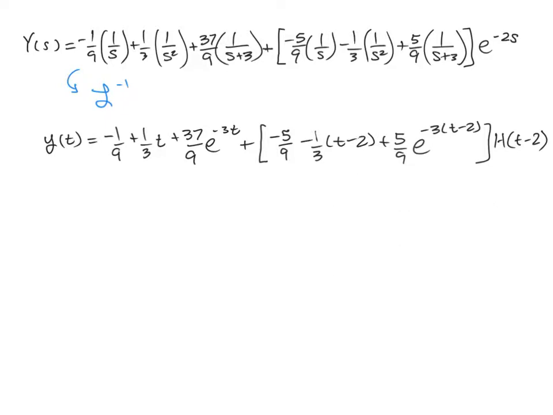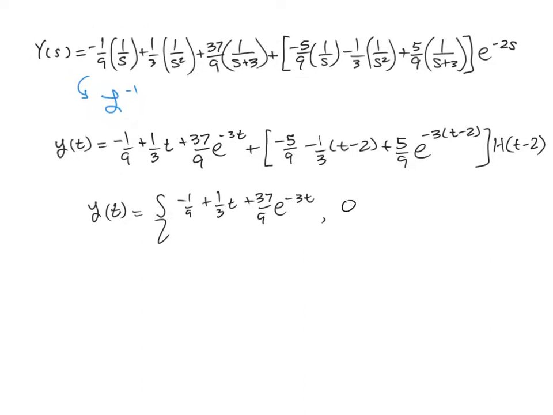But once again, we need to go in and express this as a piecewise function since the original problem was posed in that same way. So now we're going to go through and define this as piecewise. And it's got two pieces. The first piece is just our negative 1/9 plus 1/3 t plus 37/9 e to the negative 3t. And that's for t values between 0 and 2.